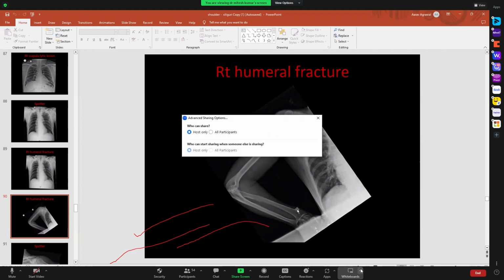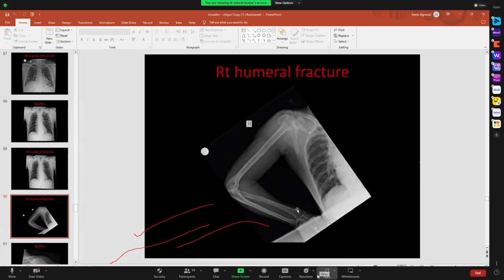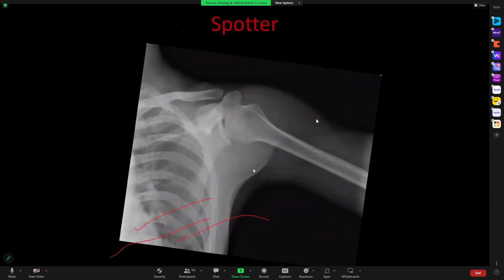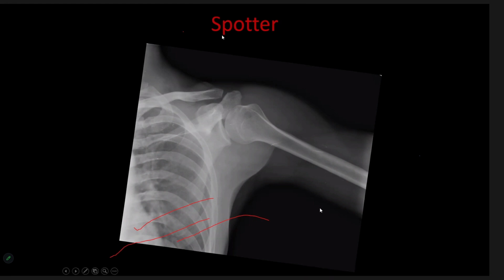Okay, I think we'll move. Let's leave it and move. And what you can do is try resharing your screen. You can stop sharing and then reshare. That sometimes does work.